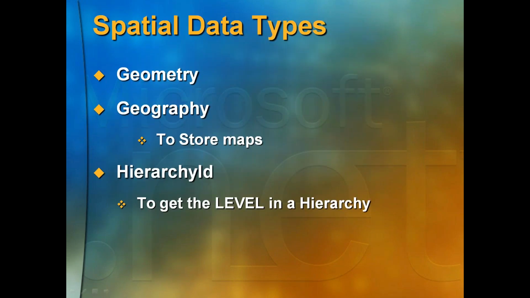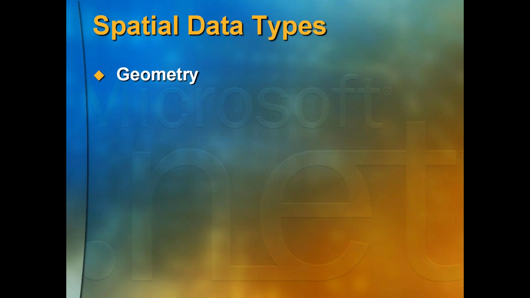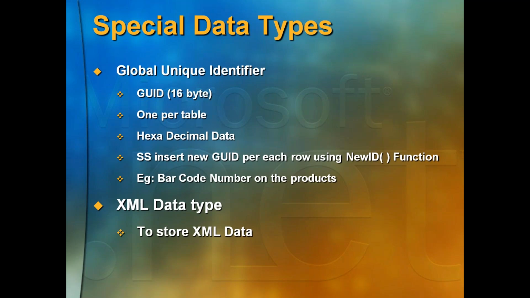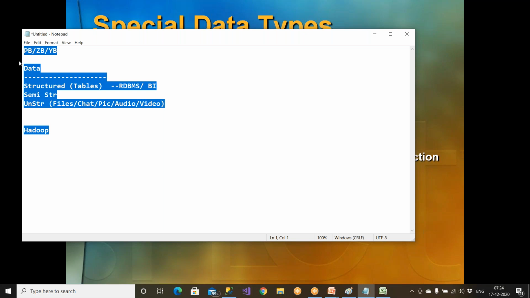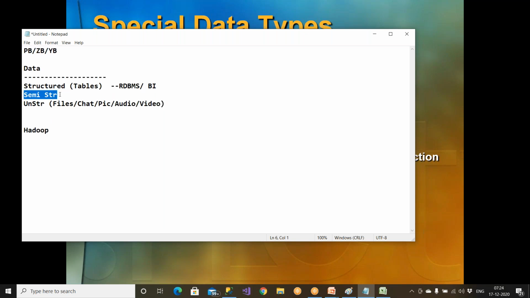But one more thing we'll discuss now is XML data. What do you mean by XML? I was talking about semi-structured data here, right? Semi-structured data is called XML. Tables we know already: rows and columns. Files, charts, pictures, and audio files are called unstructured data. I was talking about semi-structured data, which is XML data.